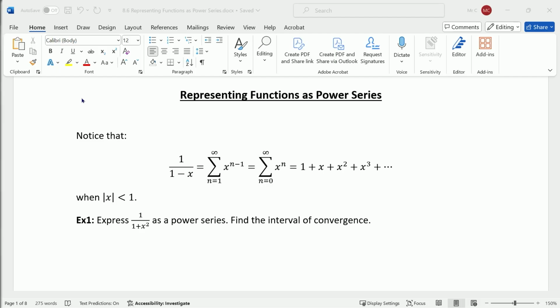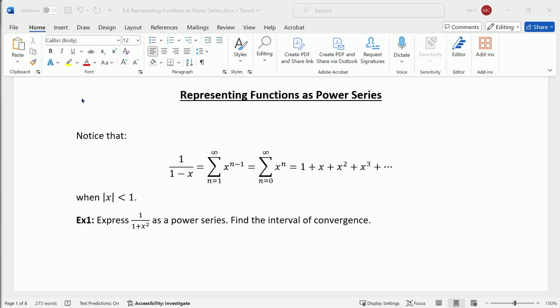Now this is going to be sort of the culmination of everything we've been doing regarding series up to this point. So we talked about power series before, but now we get to see the power of being able to model the behavior of elementary functions through the use of power series.